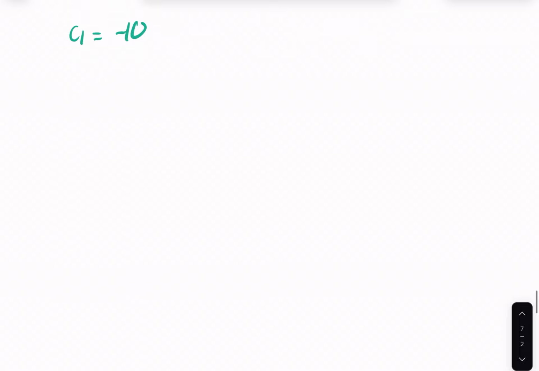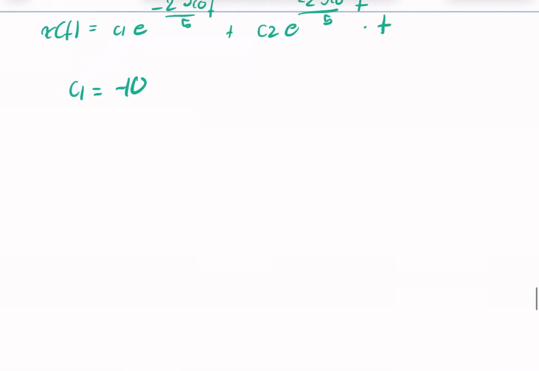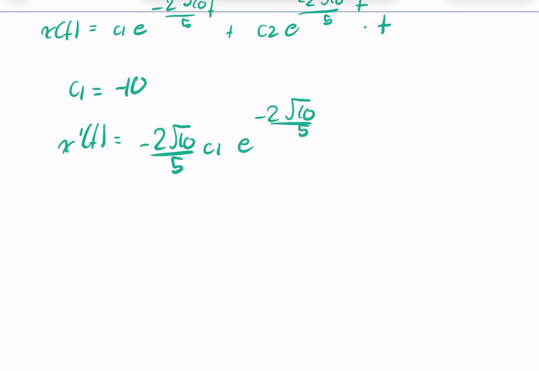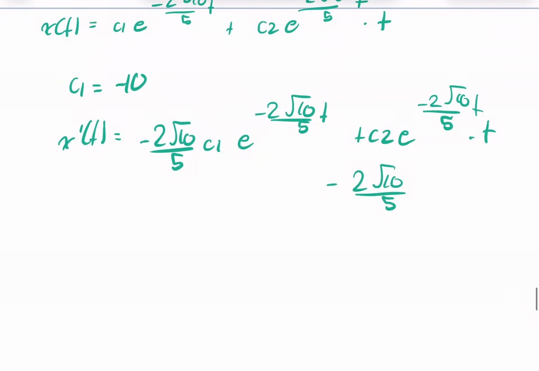Okay, so then we're going to take the derivative of this problem. So x prime at t equals negative 2 root 10 over 5 c1 e to negative 2 root 10 over 5t plus c2 e to negative 2 root 10 over 5t times t. And then we'll have negative 2 root 10 over 5 c2 t e... Oh, I could just copy paste the rest. Cool.